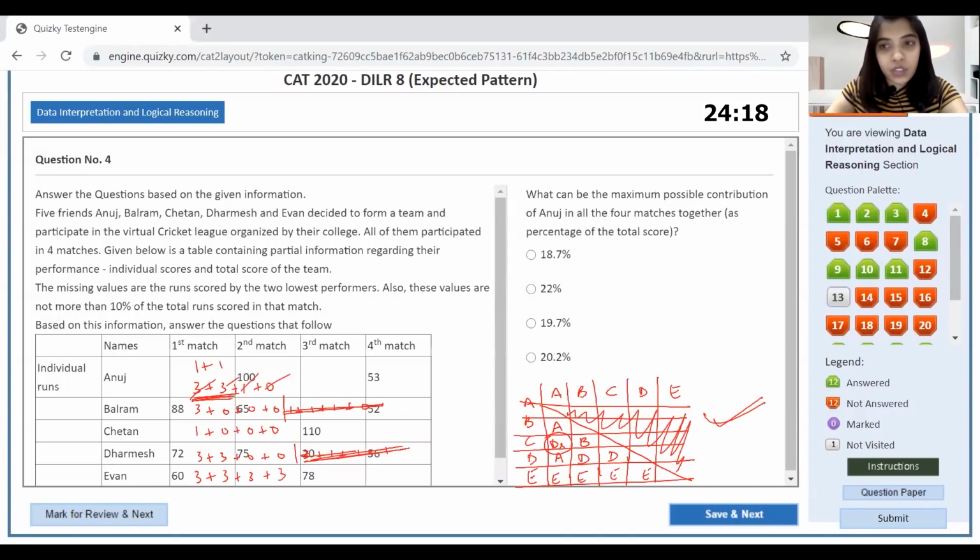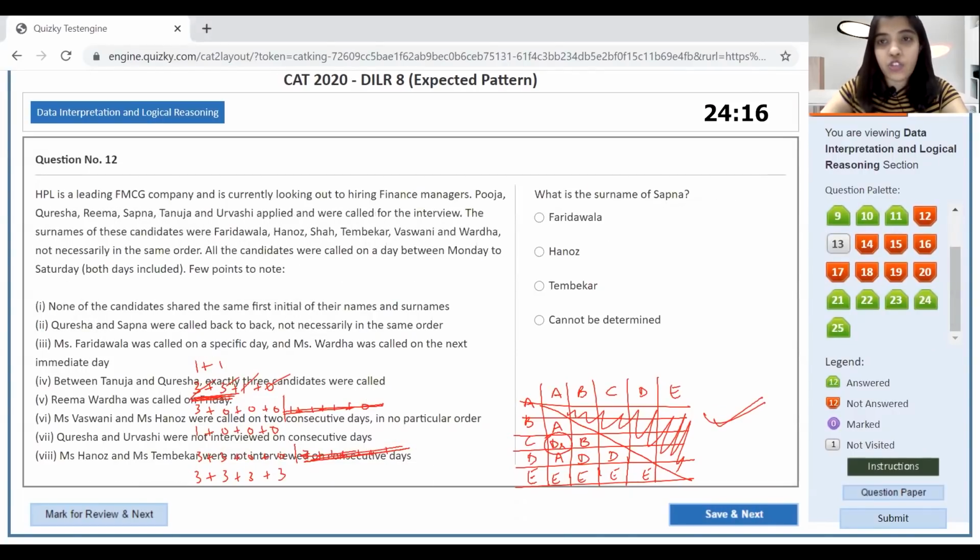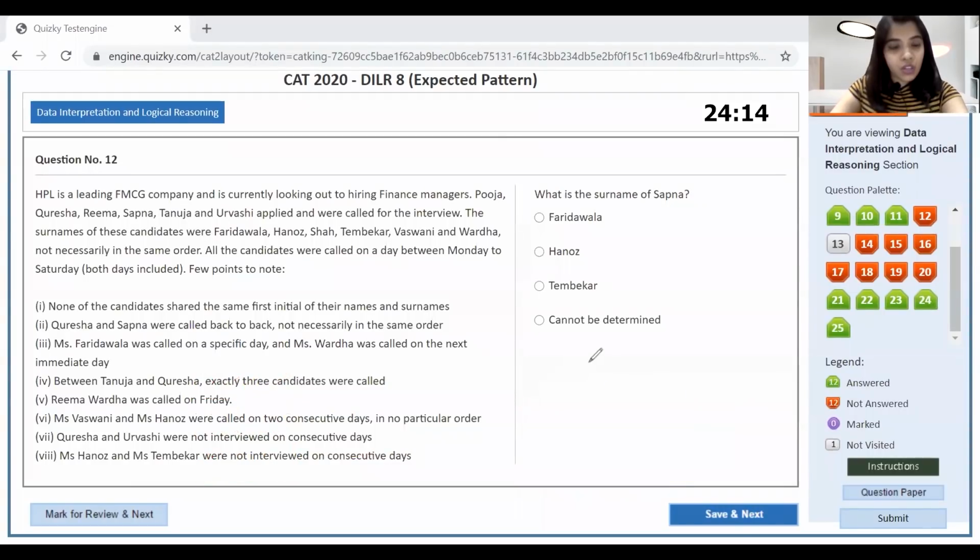Now let's go back. Let's do this one. So we have companies looking to hire finance managers, right? PQRSTU. The surnames of these candidates were Faridawala, okay, between Monday to Saturday. Fine, let's create this. This is Monday, this is Tuesday, Wednesday, Thursday, Friday, and Saturday.